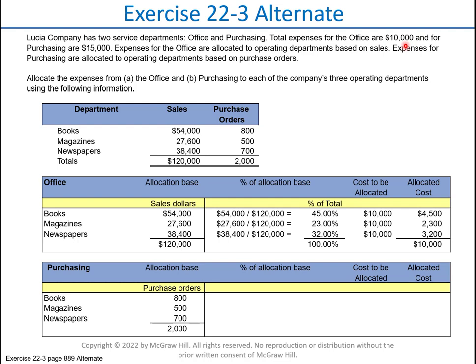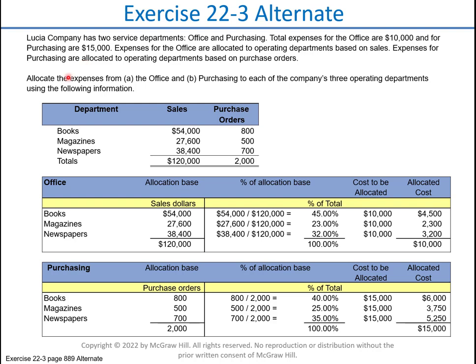Purchasing is based on purchase orders, so we're going to list each department's purchase orders here. Then we'll take each percentage divided by 2,000 and then get a percentage. Make sure, again, the percentage is equal 100%. And the purchasing department has $15,000 in costs to be allocated. And just like before, make sure that the total allocated cost equals the amount that you're allocating.